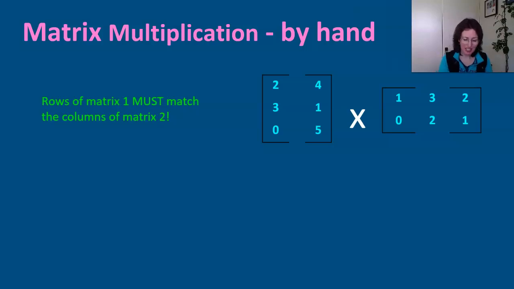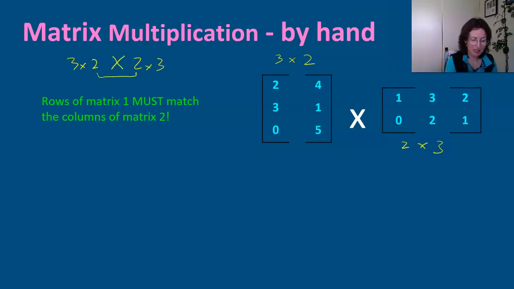This first matrix here, how many rows? 3 rows. How many columns? 2. What about this second one? How many rows? 2. How many columns? 3. So what's the resulting matrix? If we have a 3 by 2 multiplied by a 2 by 3, these middle numbers match and disappear. So our final matrix will be a 3 by 3. So imagining what that's going to look like.